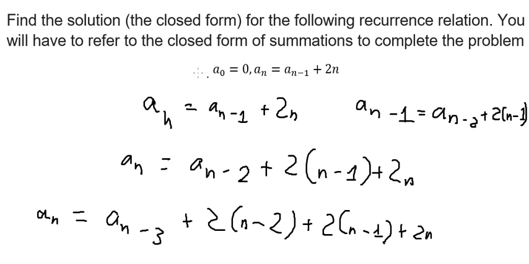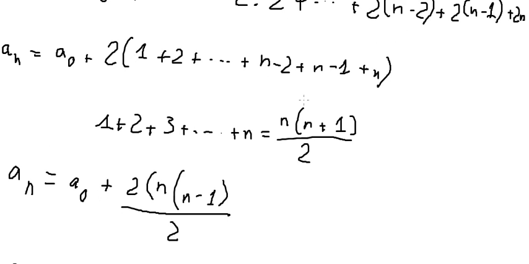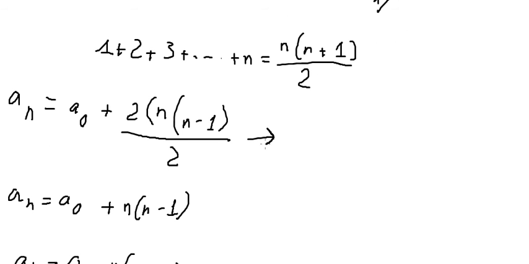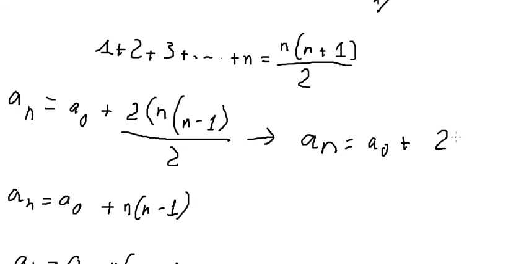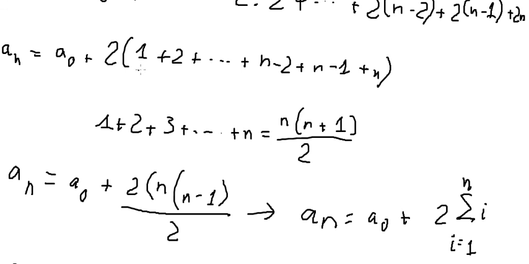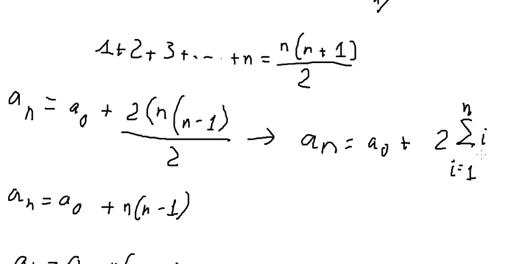The next one, the question wants us to find the closed form of summations. So that's about this one in here. This one is a series, so we can write it as a summation. And I will put i equals 1, and we put i in here until n. Because the first number begins at 1, and the last number is n. That's why I need to put i, so 1, 2, 3, 4, 5 until n in here. And this is the summation.